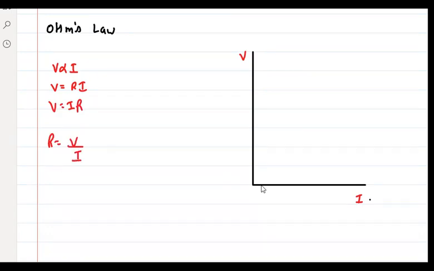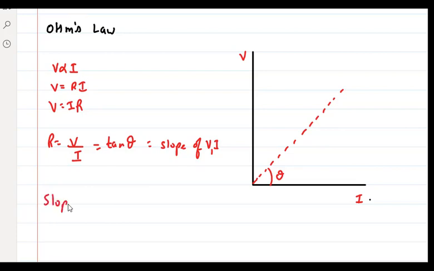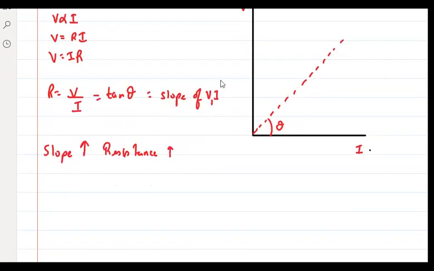Right? So if R is equal to V by I, we will get a graph like this, yes or no? So this angle is theta, and this V by I is basically tan theta. Right? Or I can say it is the slope of the VI curve. Tell me, yes or no? So if slope is more, resistance is also more. Okay? Anyone have any doubt in this?